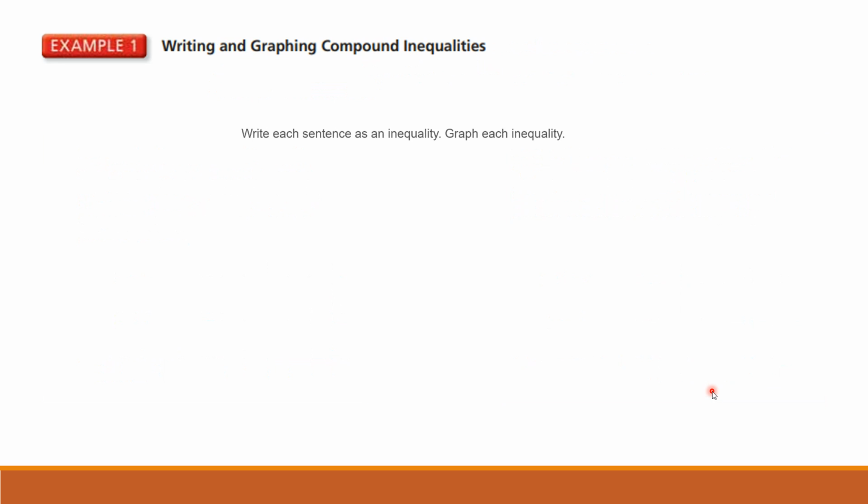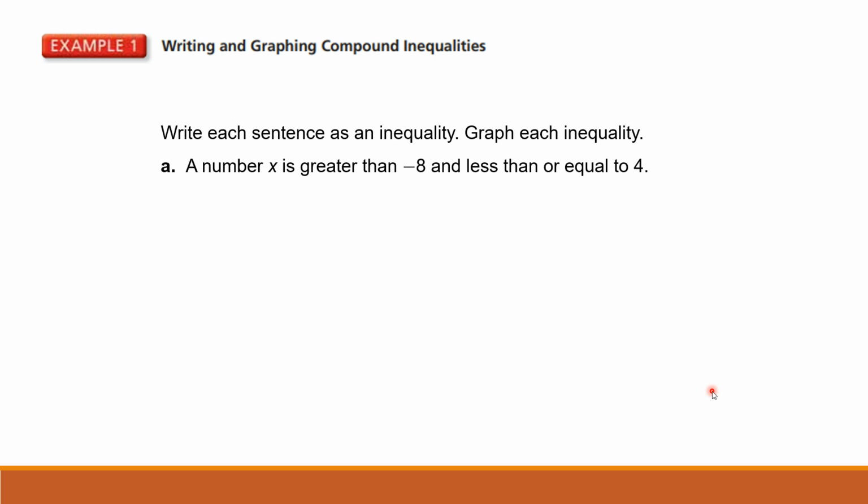So writing and graphing compound inequalities, we're going to look at these examples. We're going to write the sentence as an inequality. So we're going to go from verbal to symbolism. The first example we'll do is this: a number x is greater than negative 8 and less than or equal to 4. Our second example will be a number y is at most 0 or at least 2.